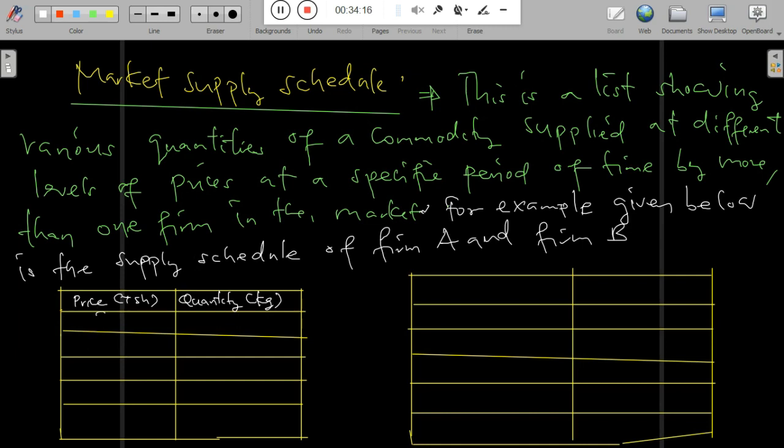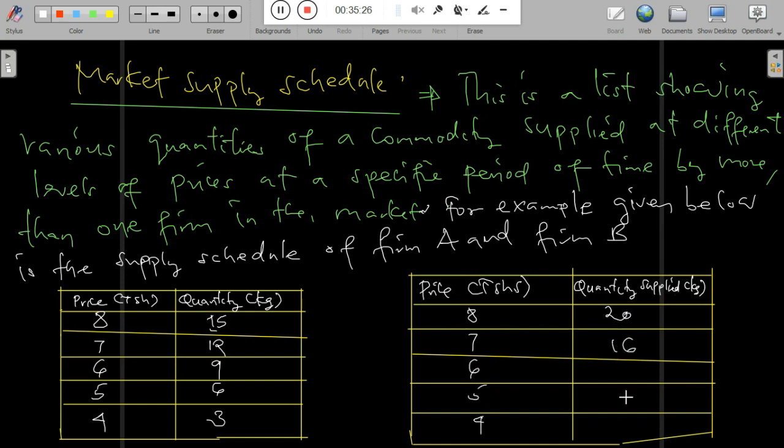So when you try to consider this market supply schedule, on the right hand side we have the quantity 15, 12, 9, 6, and 3. Also, on the right hand side we have the price in Tanzanian shillings, that is 8, 7, 6, 5, and 4. But also we have the quantity supplied in kilograms on the right hand side: 20, 16, 12, 8, and 4.